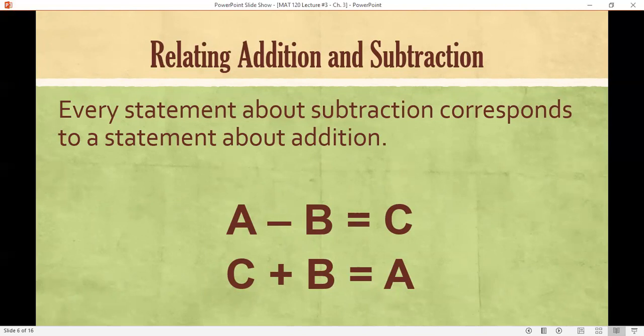So every statement about subtraction corresponds to another statement about addition. And as you see here, if we wanted to say A minus B equals C, it is the same statement as C plus B must equal A. In other words, there are two pieces and we put them together and we get the other piece. Or we have a piece and we take one piece out and we get the other piece. It's three pieces.